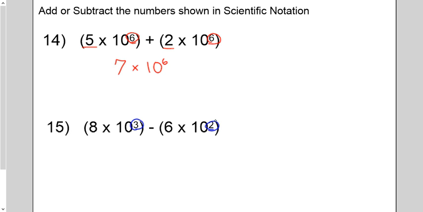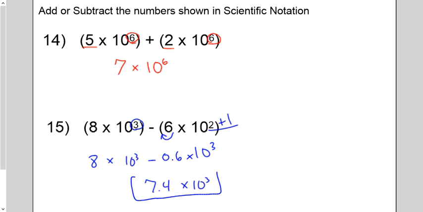Well, this is a 3, this is a 2. So what do we do? We have to make this into 10 to the 3rd. So how many times do we have to add to 2? We have to add one more to it, which means we move our decimal 1 to the left. And so it's 0.6 times 10 to the 3rd. But after we do that, we have our exponents the same. So 8 minus 0.6 is 7.4 times 10 to the 3rd is our answer.